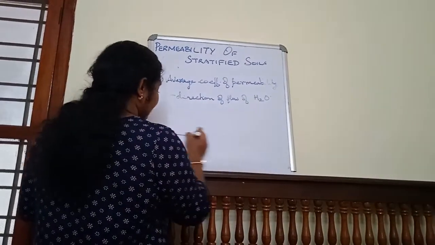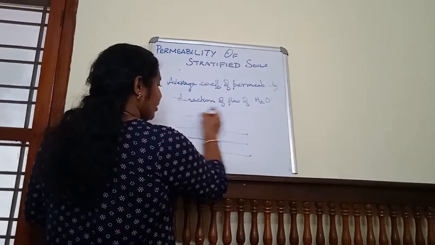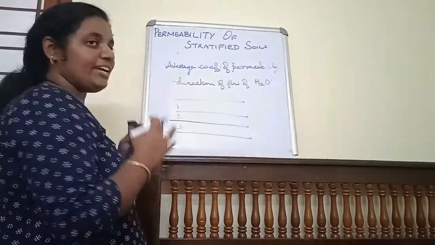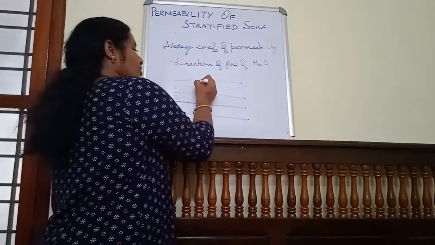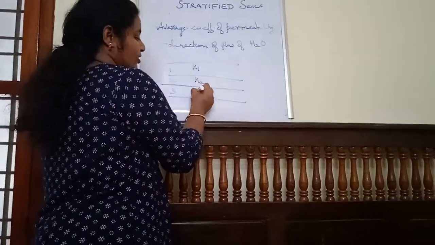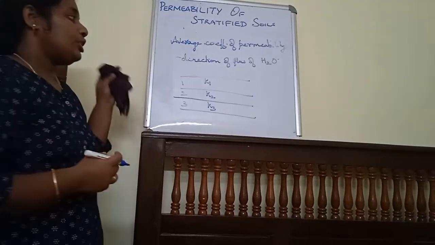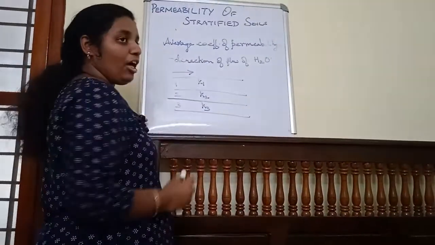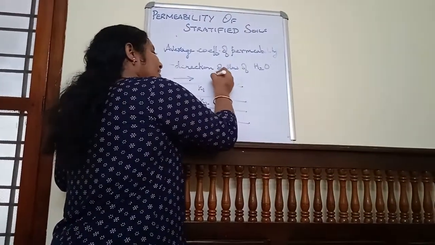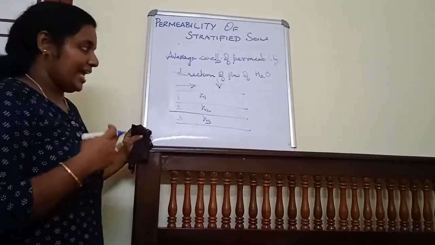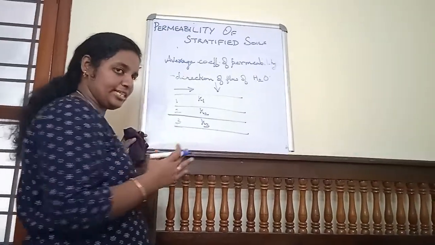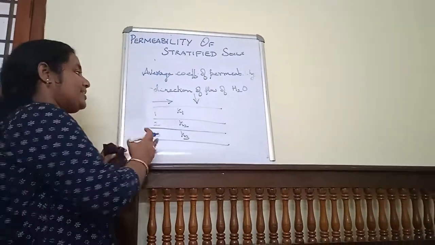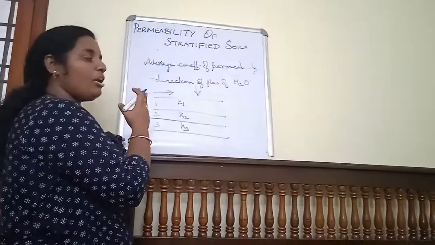We assume that the soil has multiple layers. We name them soil number 1, 2, and 3. All these soils have different properties, so their coefficient of permeability values are K1, K2, and K3. Depending on the direction of flow, that is whether the flow is along the direction of stratification or perpendicular to the direction of stratification, the average coefficient of permeability changes.